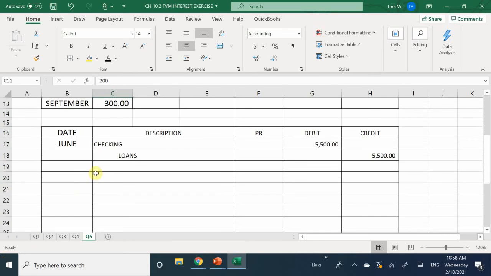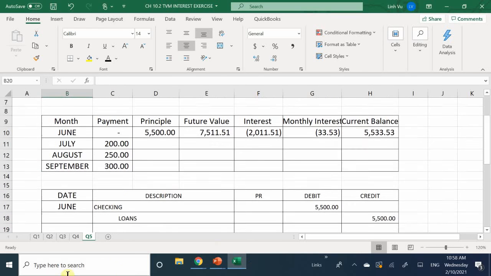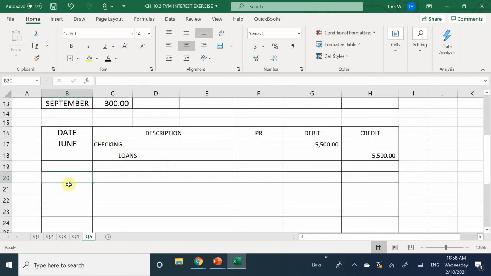So how we actually accrue our interest, or how we actually pay, is that, since we figured out how much interest is actually going to be paid, that means my mere $200 is going to pay for $33.53 of interest, and it's going to pay the remaining amount towards your actual principal. So let's go ahead and journalize this.